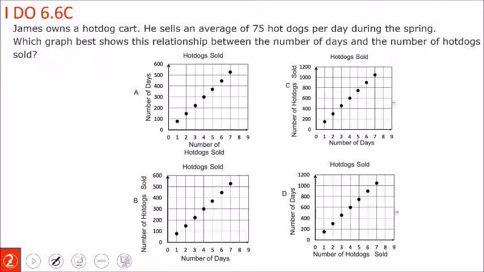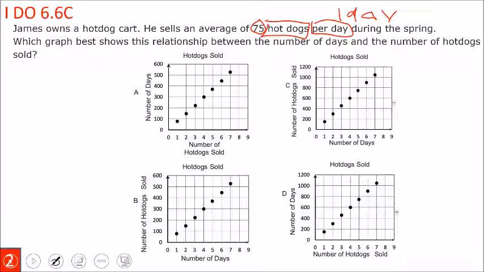James owns a hot dog cart. He sells an average of 75 hot dogs per day during the spring. Which graph shows his relationship between the number of days and the number of hot dogs sold? So we're going to circle our numbers. We see our numbers all in each graph. No other numbers, really. But we want to know per day. So that's like one day right there. So I'm going to box per day. And I'm going to box hot dogs because it pertains to the 75.